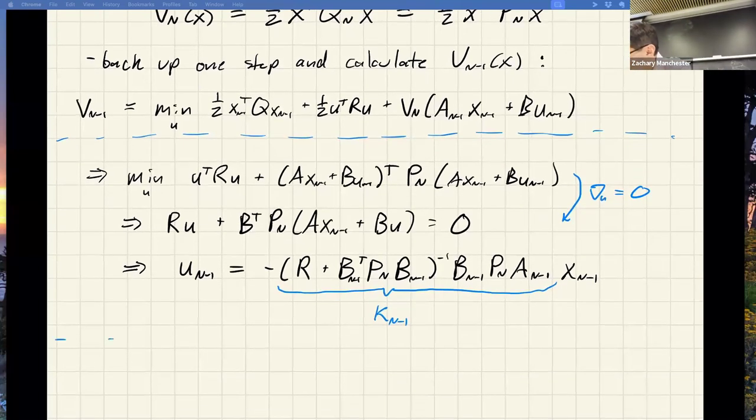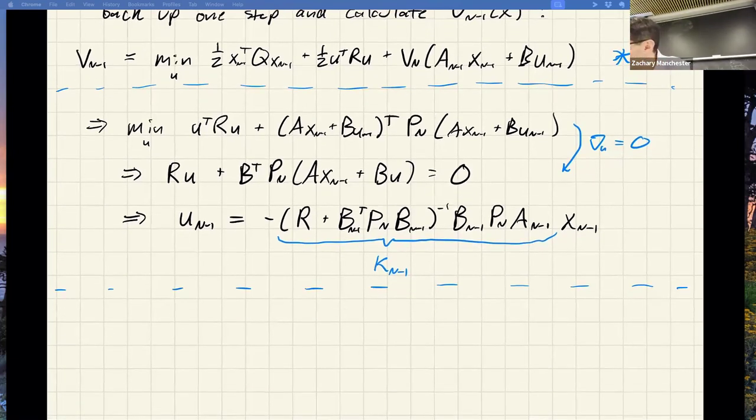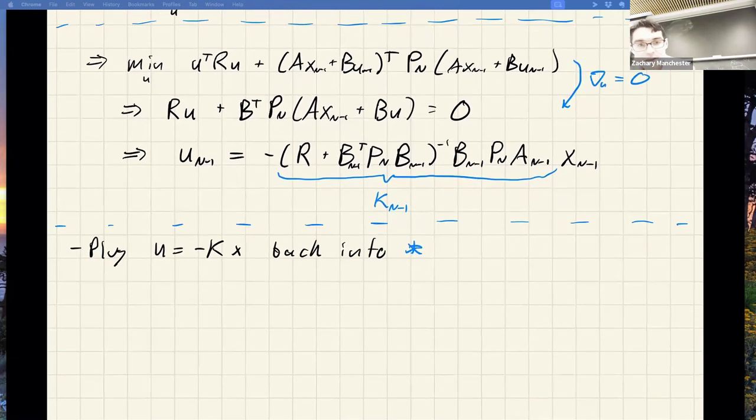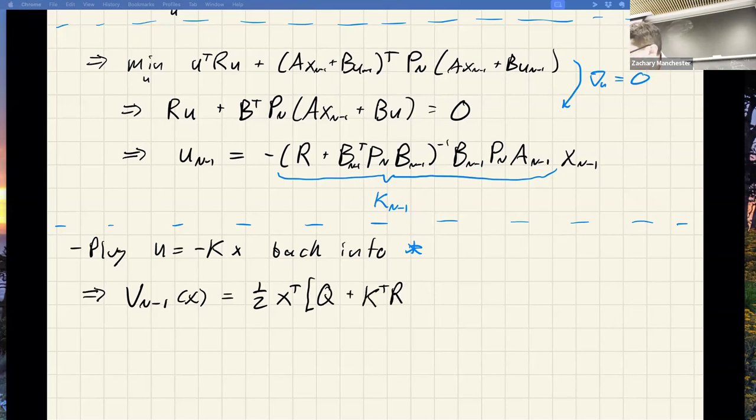And now we're going to just take that and plug it back in. We did the min, so we're going to plug it back in, minus 1 there. So I guess star on this guy. A little detour, and then we're going to plug this back in, specifically plug u equals minus K x back into star, and what that gets you is V_{n-1} of x equals, by just stuffing all that together, 1/2 x transpose, and I'm going to get this giant matrix Q plus K transpose R K plus A minus B K transpose P_n A minus B K, all in a big bracket times x.